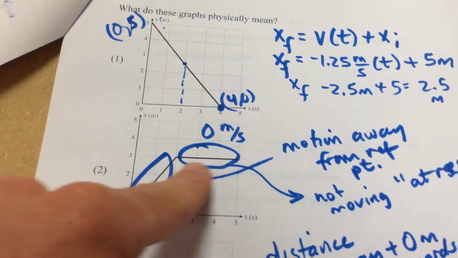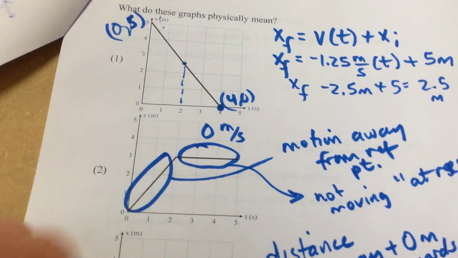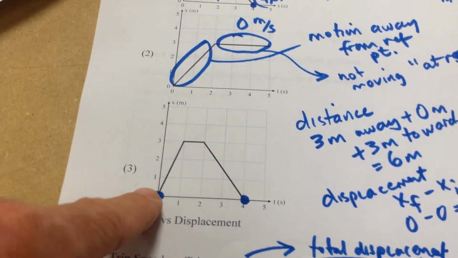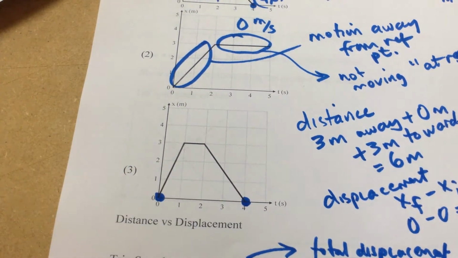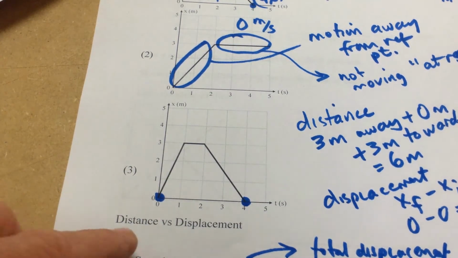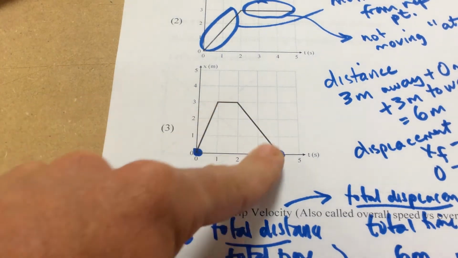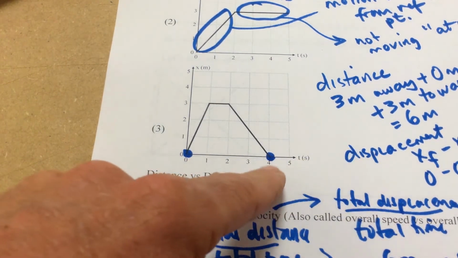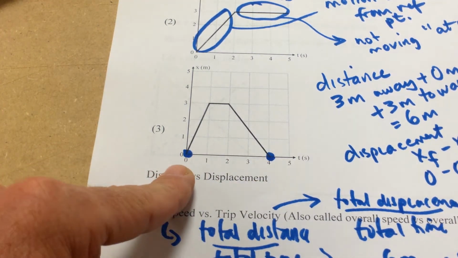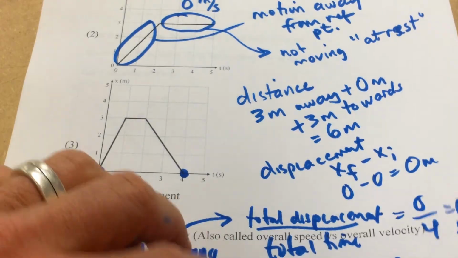We can have an object that has a horizontal position time graph. That means the object's at rest. We can talk about an object moving away and then stopping and then coming back towards the reference point. We've talked about distance versus displacement. Distance is the path length, or how far an object moves. Displacement is where the object ended relative to where it started. That'd be xf minus xi.